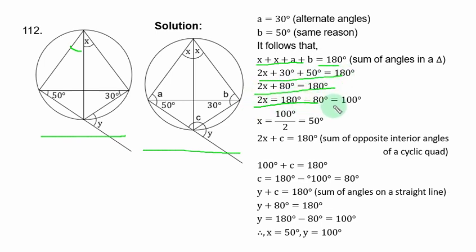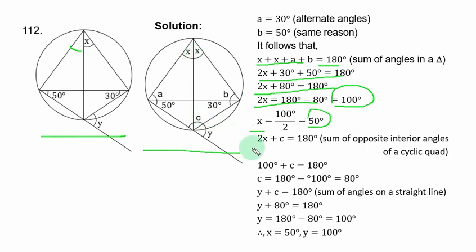2S becomes this, and that is 100 degrees. To get S, divide both sides by 2. S becomes 50 degrees. Now, to get angle C, you have two options. You can add 50 degrees to 30 degrees to C and equate the sum to 180, or you have S plus S, that is 2S, and you add it to C.